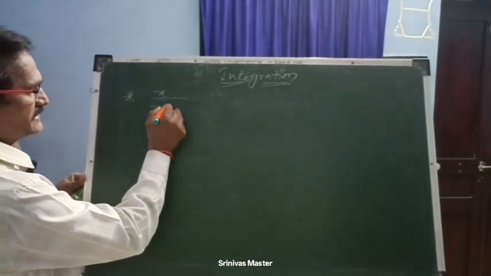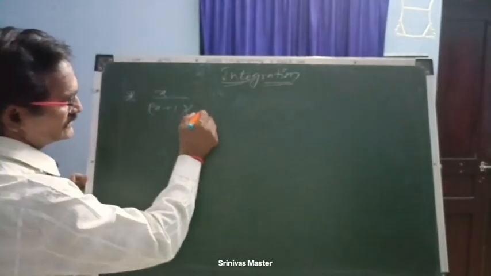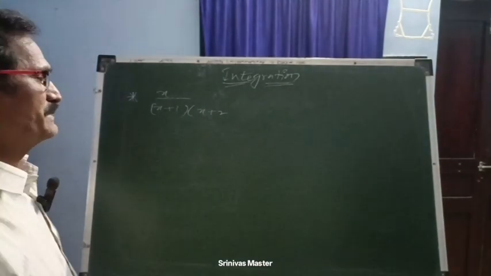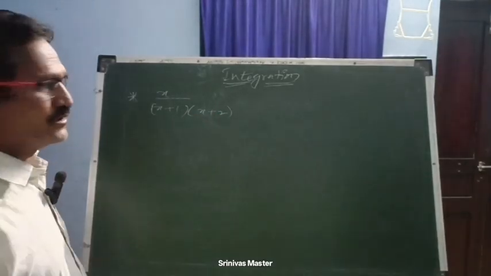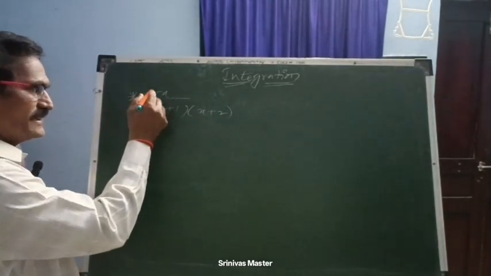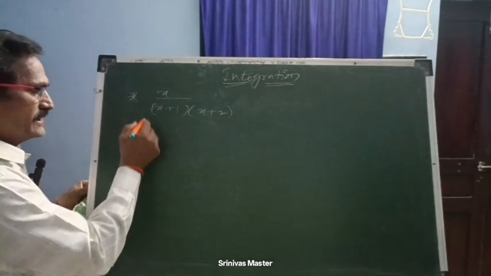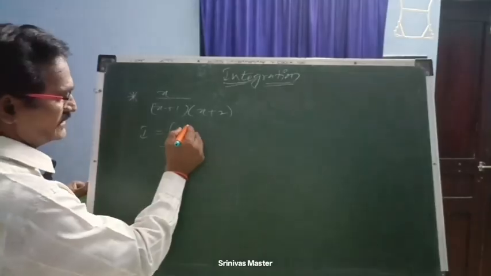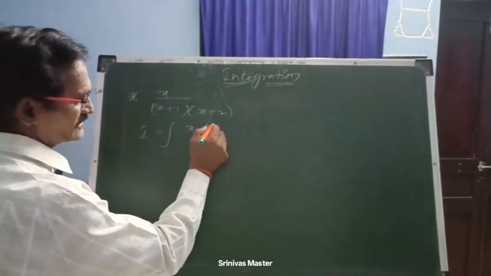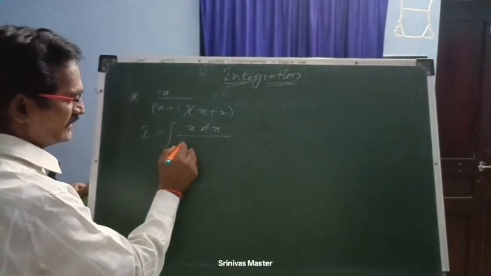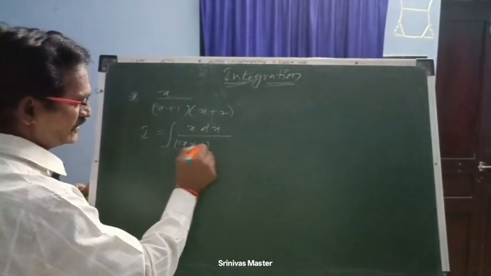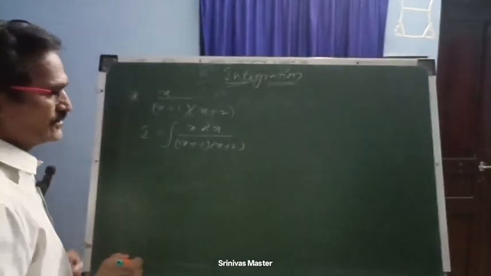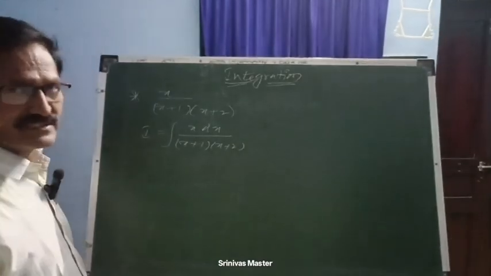x by (x plus 1) into (x plus 2), right? So how to do this problem? That means you are going to find the integration, children. So we can write I is equal to, I means integration, integrate x dx by (x plus 1) into (x plus 2), right? Okay, children, we have to use partial fractions, I am telling you.